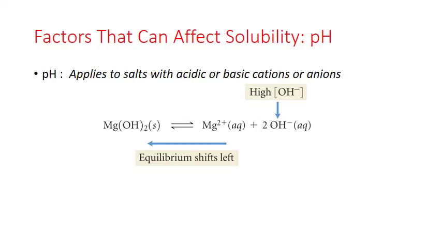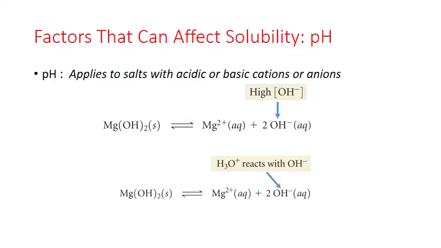On the other hand, if we try to dissolve magnesium hydroxide in a solution that is acidic, we have a high concentration of hydronium ion. And hydronium ion reacts quickly and readily with any hydroxide dissolved from magnesium hydroxide. Essentially, it removes our product of aqueous hydroxide ion from solution. And according to Le Chatelier's principle, removing a product will shift equilibrium to the right to replace that product. And this means we can dissolve more magnesium hydroxide. In other words, our solubility increases.